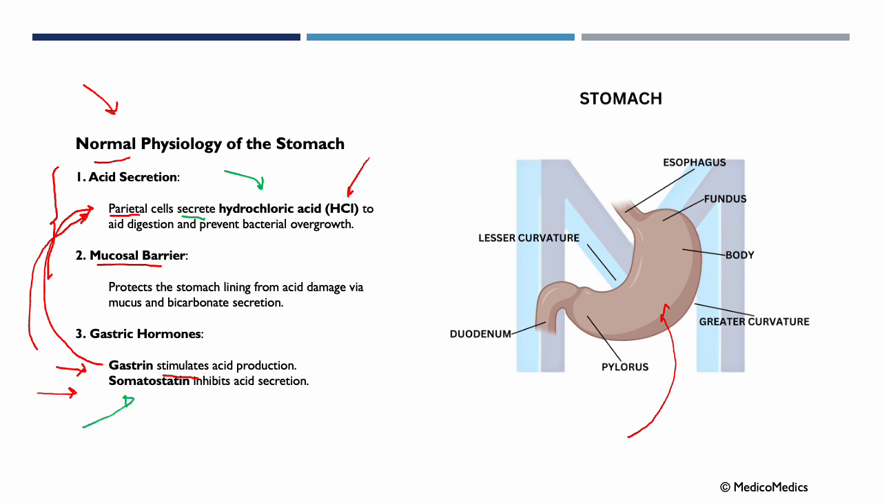Now, somatostatin inhibits acid secretion. So it acts like a brake in a car, right? Somatostatin inhibits acid secretion to prevent overproduction. And it is this very fine-tuned interplay between gastrin and somatostatin that keeps digestion efficient while preventing self-injury.